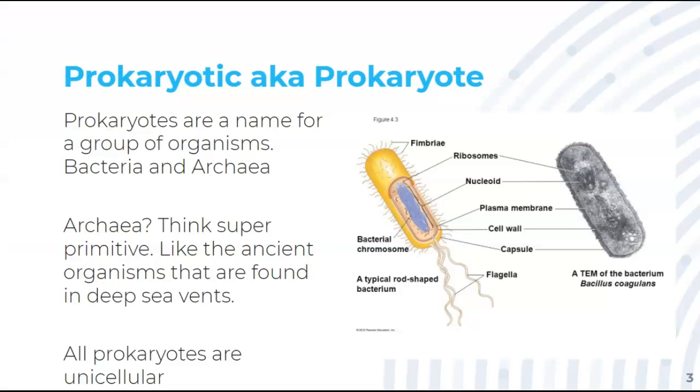So prokaryotic cells are found in organisms that we refer to as prokaryotes. Okay, so this is just kind of an umbrella term. And the organisms that fall in the prokaryotic classification would be bacteria and archaea. Bacteria, I'm sure you all are familiar with, right? Things like strep throat, that's a bacteria you can get that makes you sick. E. coli, right? You can get that from food, that can make you sick.